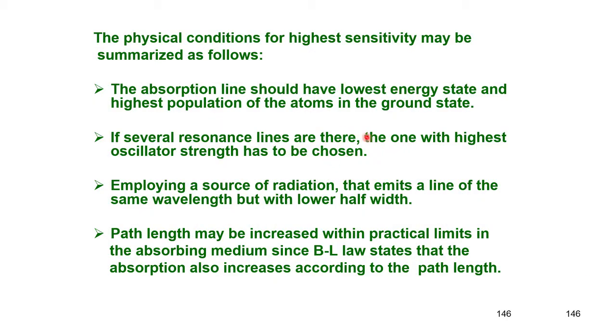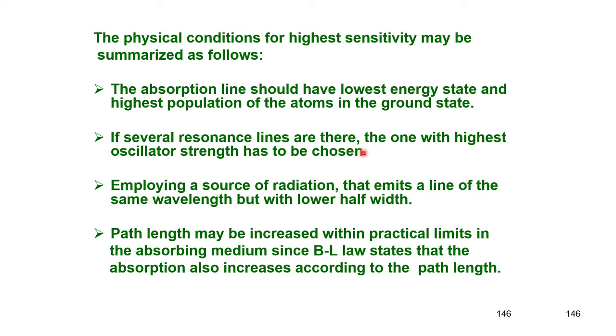What is the second condition? If there are 2 or 3 resonance lines, which one will you choose? The idea is that the one with the lowest energy, the lowest-energy resonance line, should be chosen. Only if, for some reason, you cannot choose the lowest resonance line, then you go to the next higher resonance line. But because of the high energy requirement, the sensitivity of the second resonance line will be lower than the lowest resonance line, which we normally choose. Okay. So, if several resonance lines are there, this data is available in all data books, databases, etc.